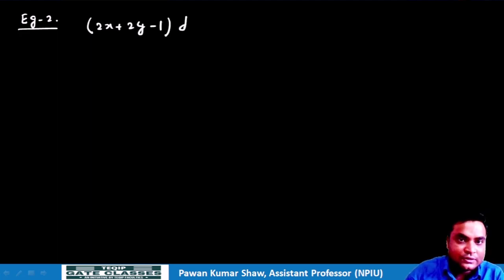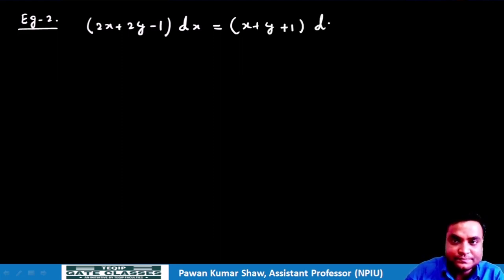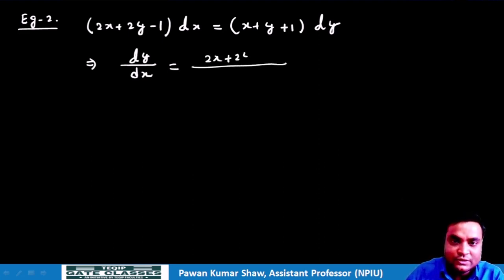Okay, again I am taking another example. Suppose this is another example, example number 2, and again we are taking a non-homogeneous differential equation. So suppose the differential equation is given as (2x plus 2y minus 1) dx is equal to (x plus y plus 1) dy. You can see that this equation is a non-homogeneous equation because the degree of each term is not the same. We can also write it in this form: dy by dx equal to (2x plus 2y minus 1) divided by (x plus y plus 1).